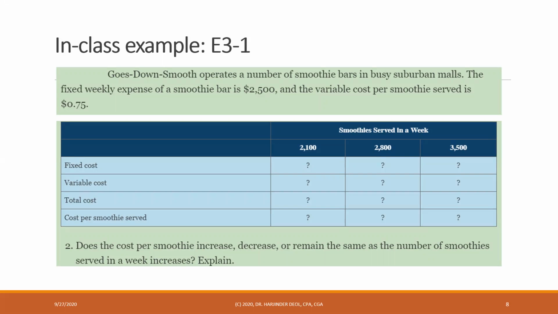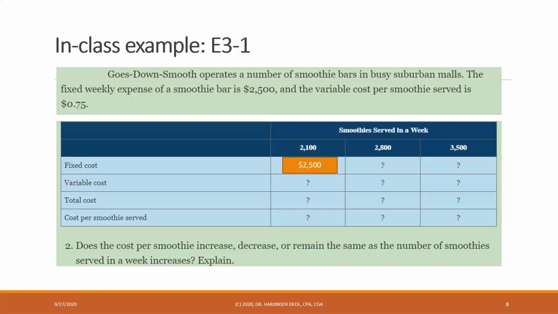So E3-1 goes down smooth operates a number of smoothie bars in busy suburb malls. The fixed weekly expense of a smoothie bar is $2,500 and the variable cost per smoothie served is 75 cents. So these are different activity levels: 2100, 28 and 35. So the fixed cost, let's say if we are looking at 2100 activity level, the fixed cost still remains 2500. So at 2100 activity level, your fixed cost is still 2500.